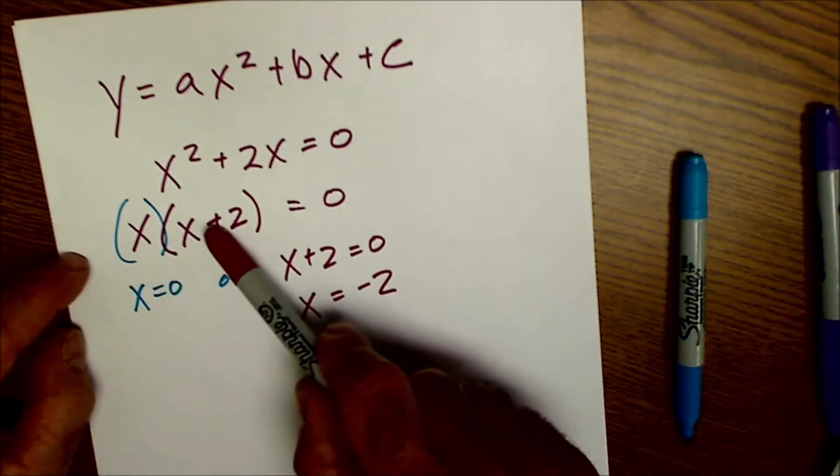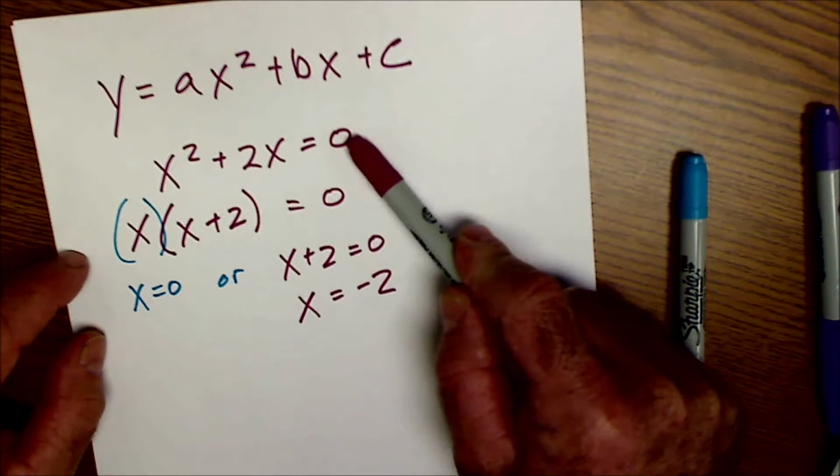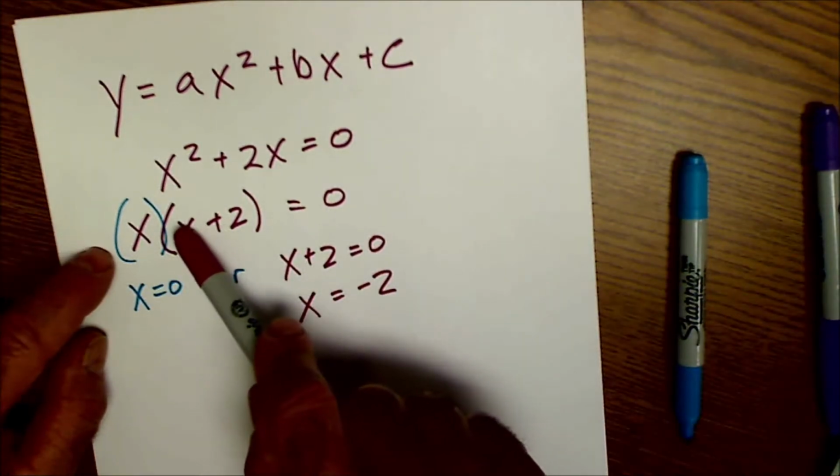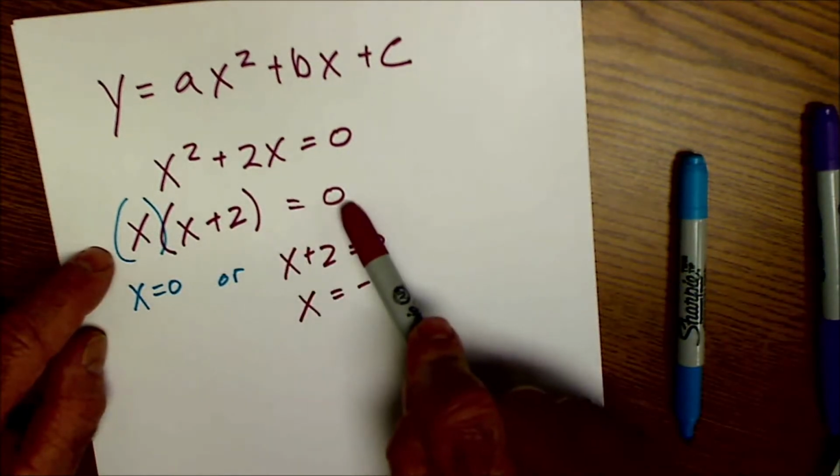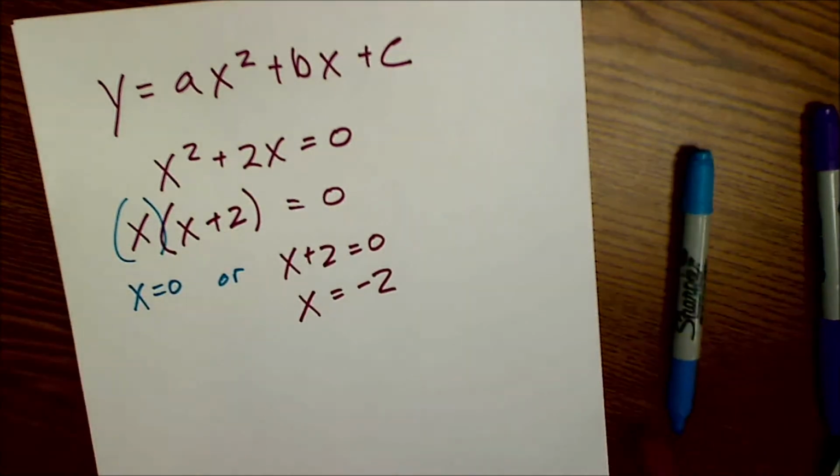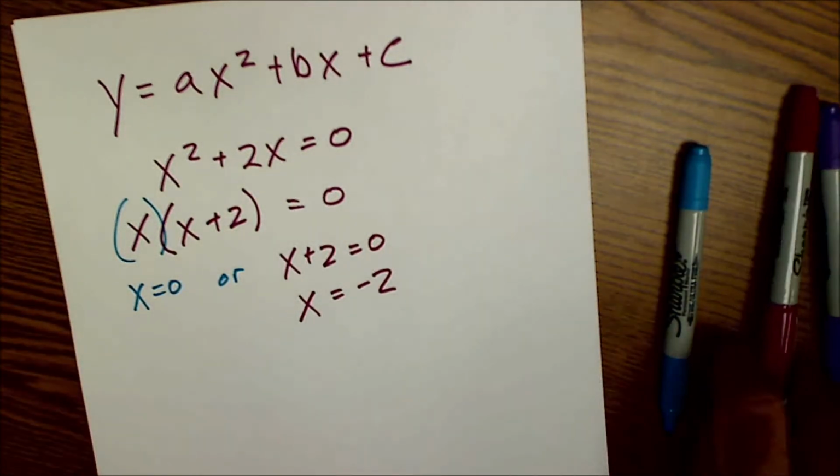That's the zero-product property. I set it equal to 0 first. I factored enough so that I have things multiplied together to equal 0, and then either one of them could or would be 0.